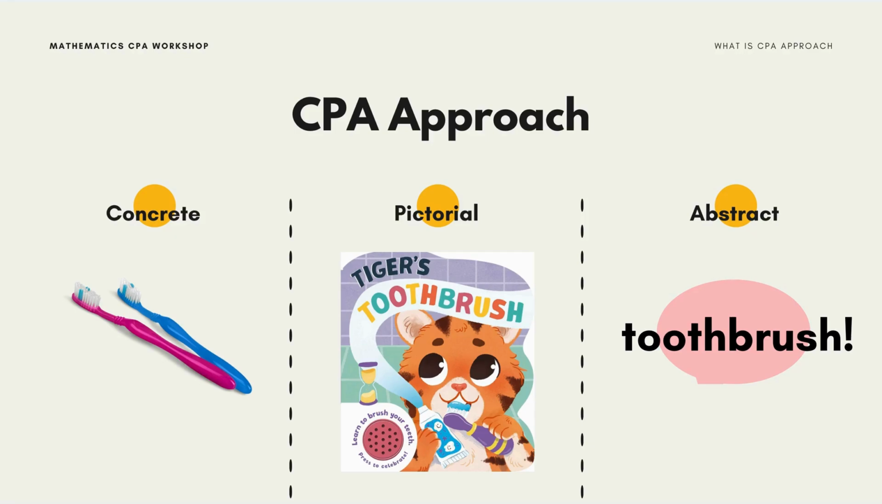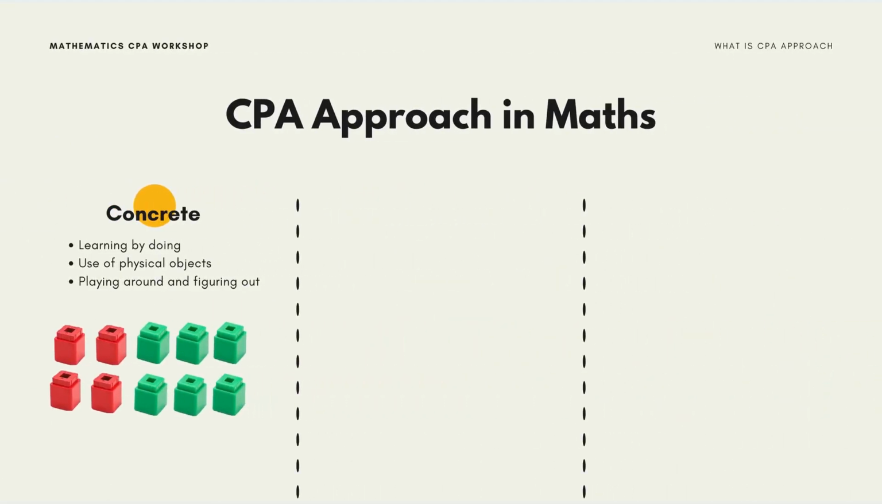Mathematics can be difficult for children and even adults because it is really abstract. The CPA approach builds on learners' prior knowledge and experience by using objects to introduce abstract concepts. So in this example of CPA approach in math, let's say we want to teach the students how to do 10 minus 4. So firstly, in the concrete stage, we give them some cubes, some manipulatives for them to figure out how to solve the problems.